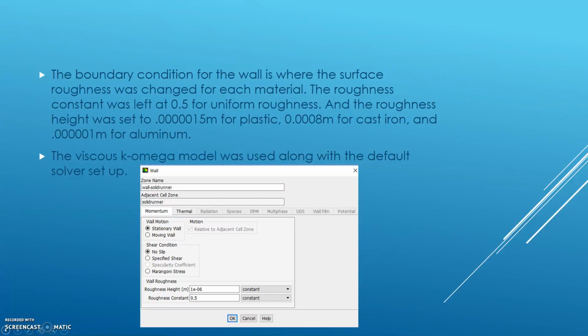The boundary condition for the wall is where the surface roughness was changed for each material. The roughness constant was left at 0.5 for uniform roughness, and the roughness height was set to 0.00015 meters for plastic, 0.0008 meters for cast iron, and 0.0000001 meters for aluminium. The viscous k-omega model was used along with the default solver setup.